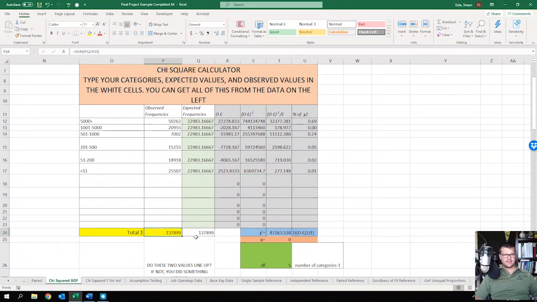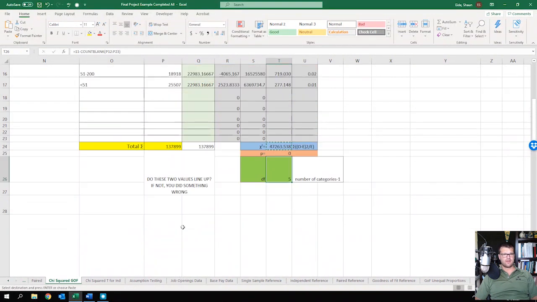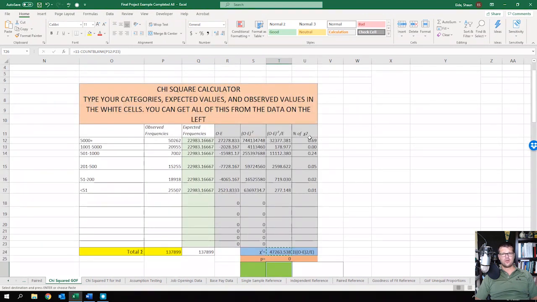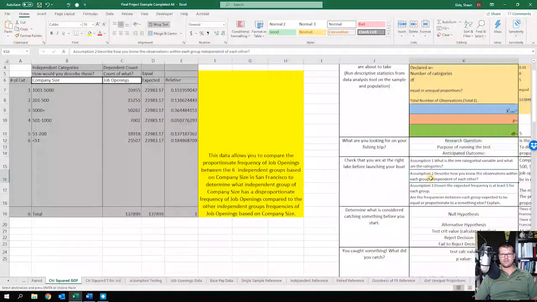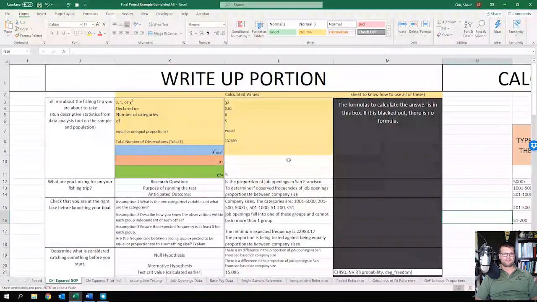So now you've got this right here, then you've also got the p-value, the chi-squared value, the degrees of freedom, everything is calculated right there for you. You even have the percent of chi-squared. So I did that to try to make your lives a little bit easier with that.